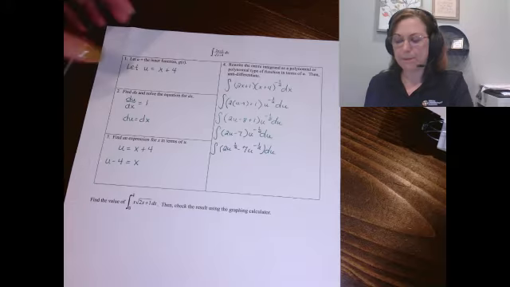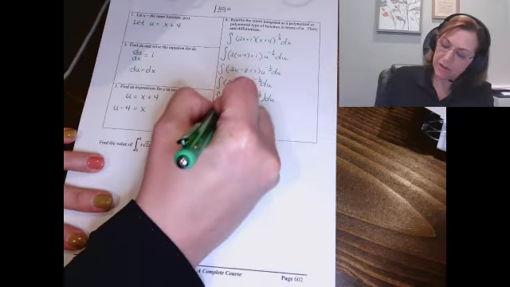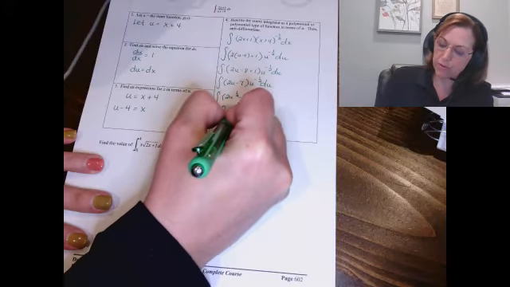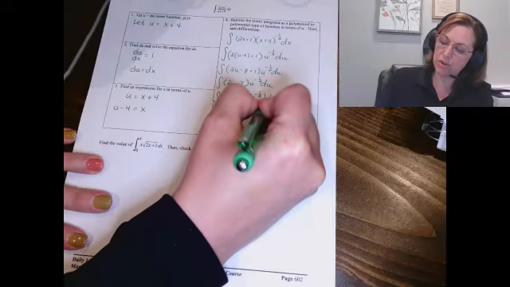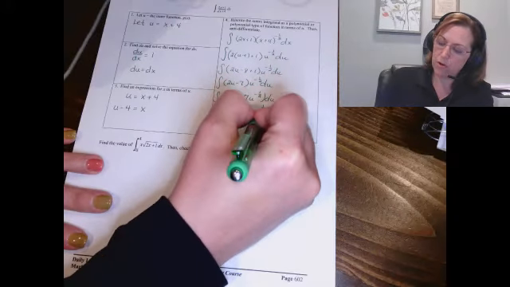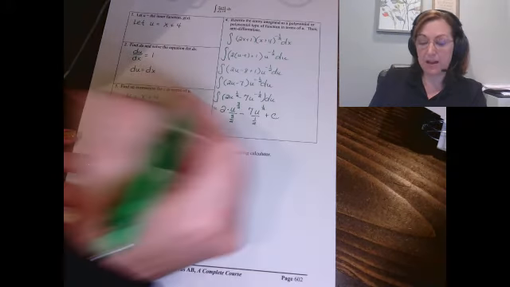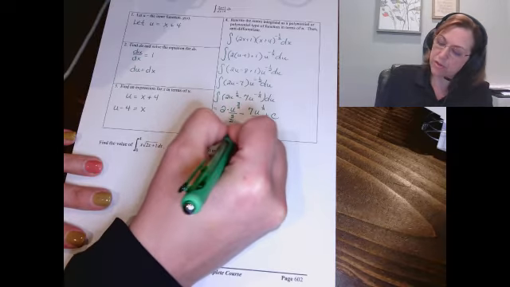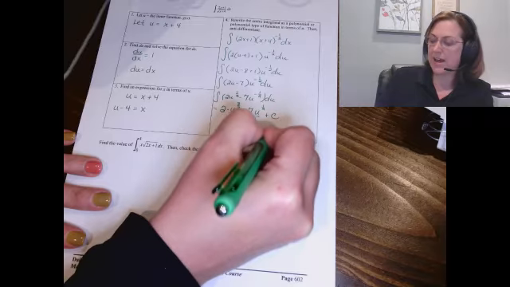Now let's integrate. We're going to increase the power by 1. So that becomes u to the 3/2 over 3/2 minus 7u to the 1/2 over 1/2 plus c. Now flip and multiply gives me 4/3 u to the 3/2 minus 14 u to the 1/2.